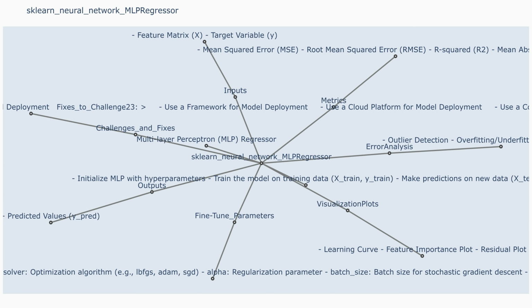sklearn, neural network, MLPRegressor. Description. The MLPRegressor is a feed-forward artificial neural network that is used to predict continuous target variables.